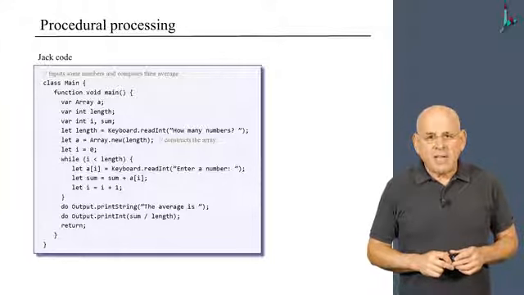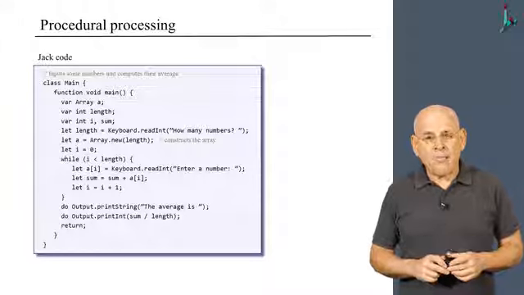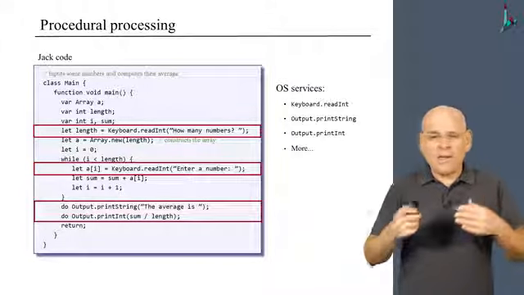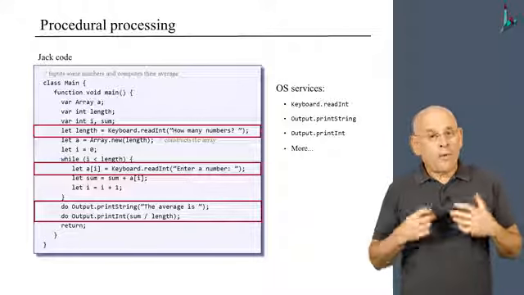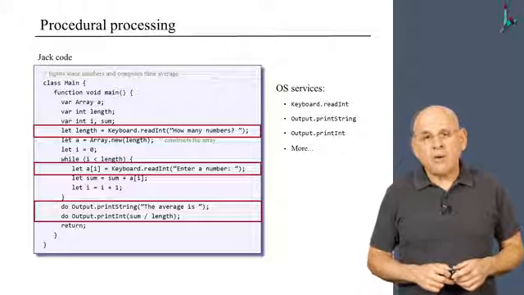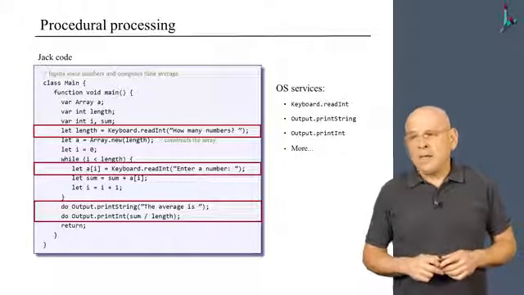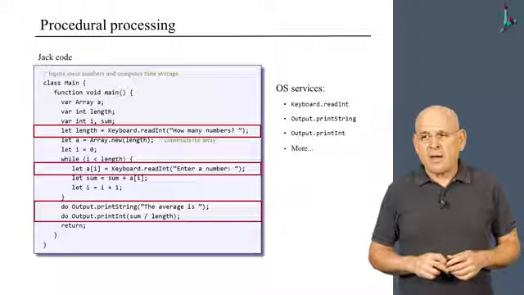What else do we see here? We see that we have some operating system calls, right? And methods like keyboard.readInt and output.printscreen and so on. Well, these methods belong to the host operating system, and we can use them at will in our Jack code. And we'll have a lot to say about this down the road.